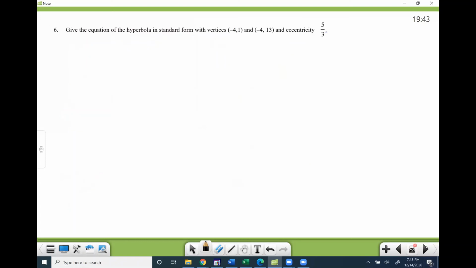Okay, moving right along. Give the equation of the hyperbola in standard form with vertices and eccentricity as given. Again, I need a picture, guys. So I'm going to try to graph that.